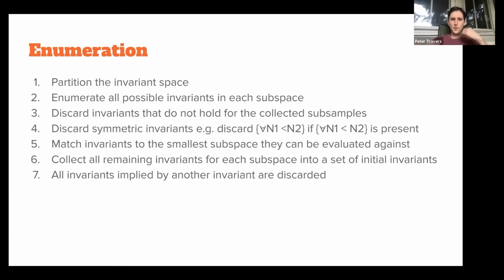So we filter them. We try to match invariants to the smallest subspace they can evaluate against so that it will be faster when we evaluate. And then we collect all the remaining invariants for each subspace, and we basically union everything together into one big set. And then we discard all invariants that are implied by another invariant. So essentially we have this randomness earlier on where we're generating a random set of invariants, and then we're pruning down to this minimal set of invariants that we need to check.